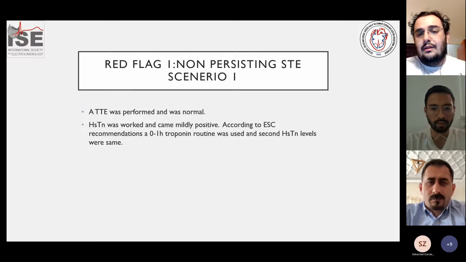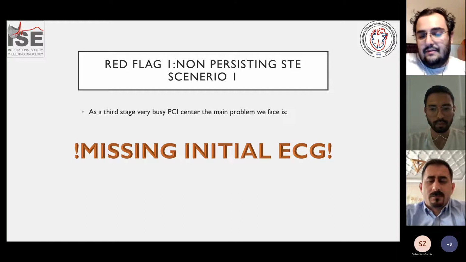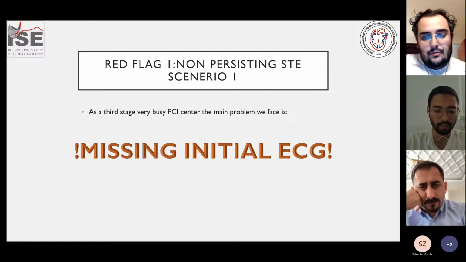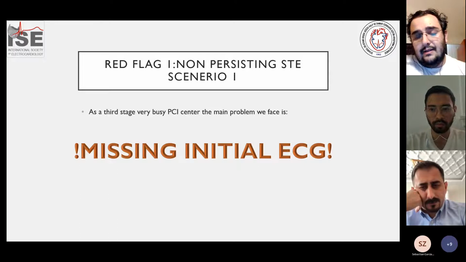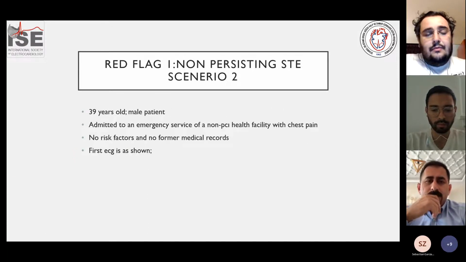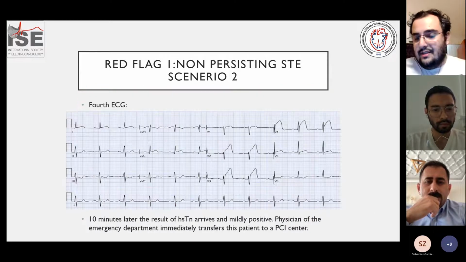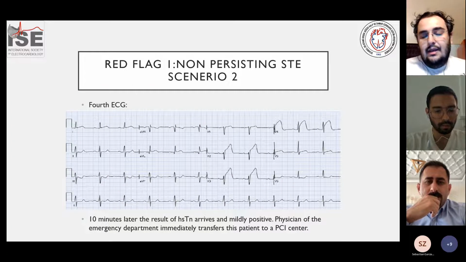Echocardiography is normal. Troponin levels are mildly positive. In this scenario, the most important mishap we face is that sometimes our colleagues from the primary health facilities forget to send us the first initial ECG. In the second scenario, same patient, but this time the first ECG is normal, and because of ongoing chest pain, ECG follow-up was ordered, and the fourth ECG is this time ST segment elevated. Immediately they transferred this patient to us.